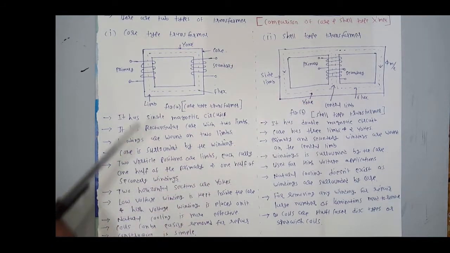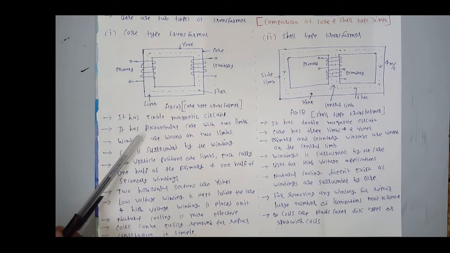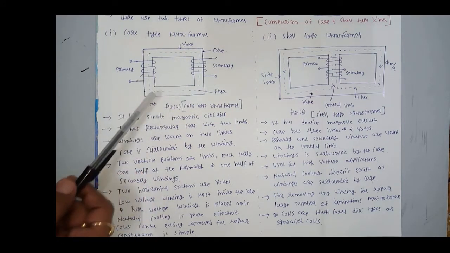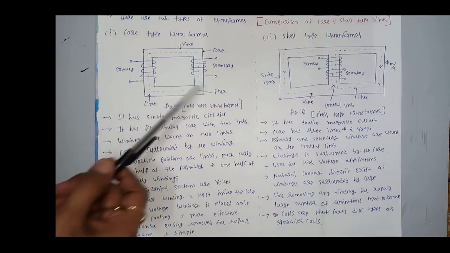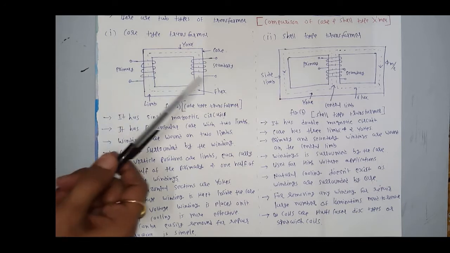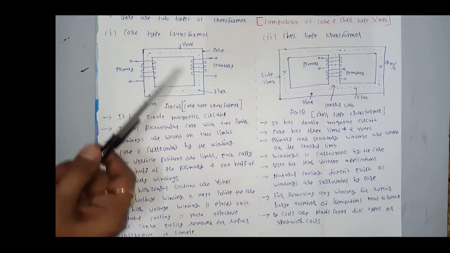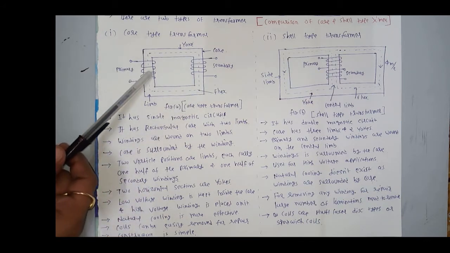Again I revise these important points. First of all, it has a single magnetic circuit. It has a rectangular core with two limbs. These two are limbs. Here windings are wound on two limbs. Core is surrounded by windings. Two vertical portions are known as limbs and two horizontal portions are known as yokes. Here low voltage winding is kept inside near the core, but high voltage winding is placed on it.